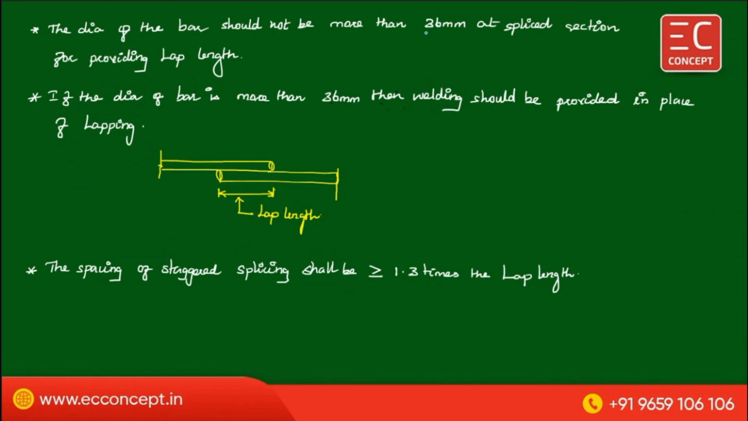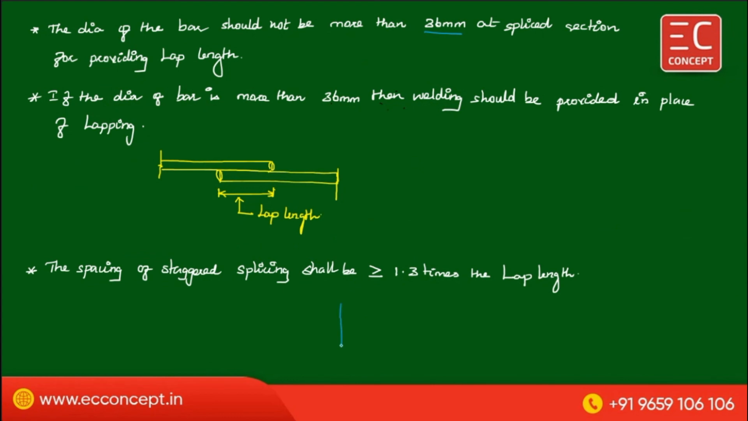The diameter of the bar shall not be more than 36 mm. Be careful, very very important. If it is more than 36 mm, then we can go for welding. If the diameter of bar is more than 36 mm, then we have to go for welding. Now, the spacing of staggered splicing shall be greater than or equal to 1.3 times the lap length. Staggered means the lap length.